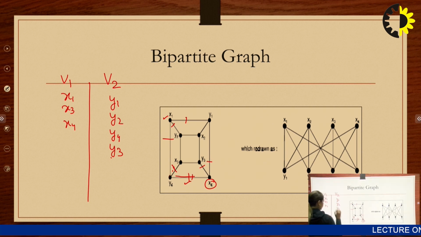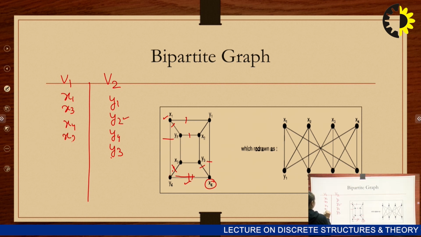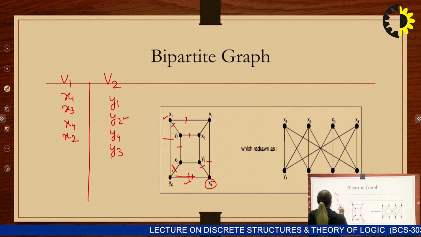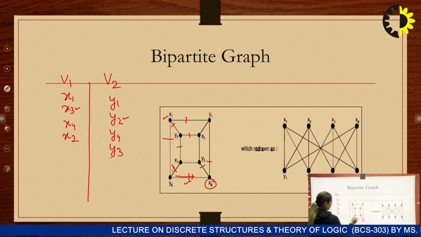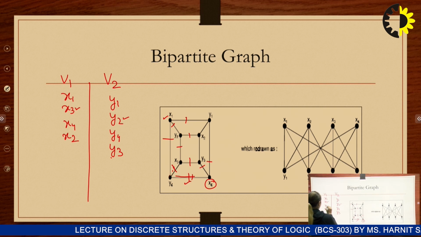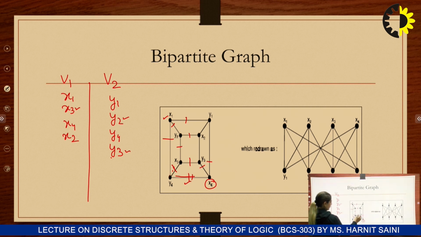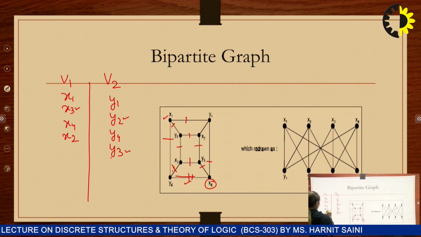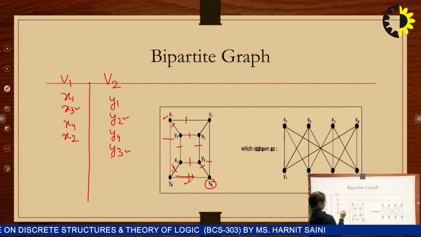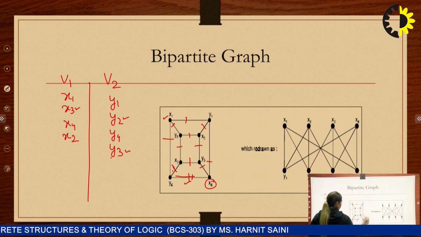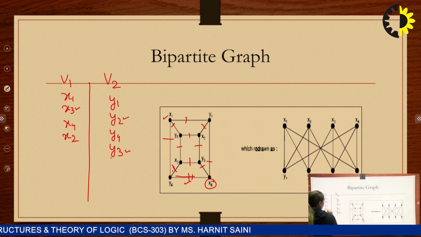y1 is already there, no need to write. What all edges are left? We are left with these edges: y2, x2; y2, x3; x3, y3; x2 and y3. And about this edge that is left now, x2 and y1, right?